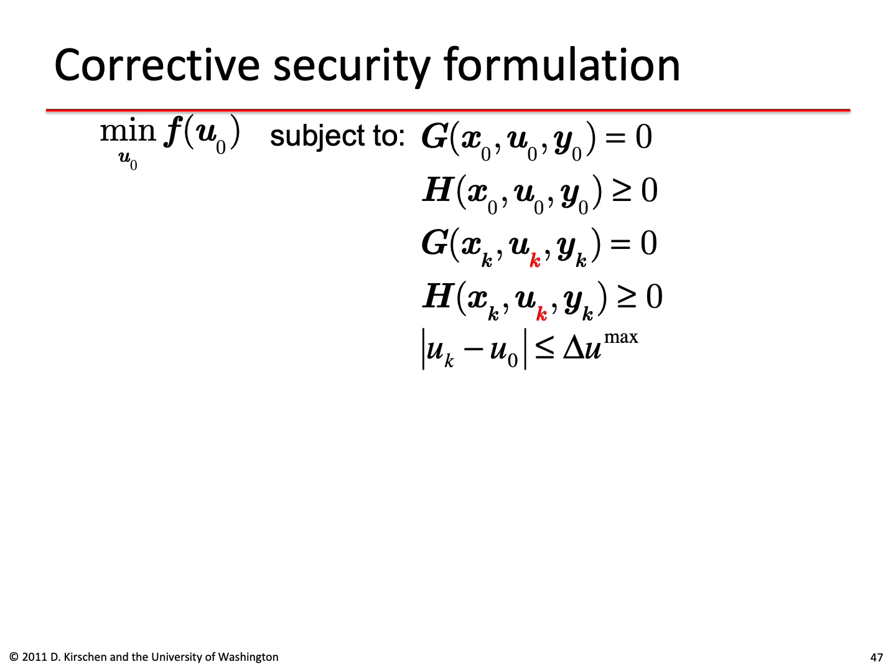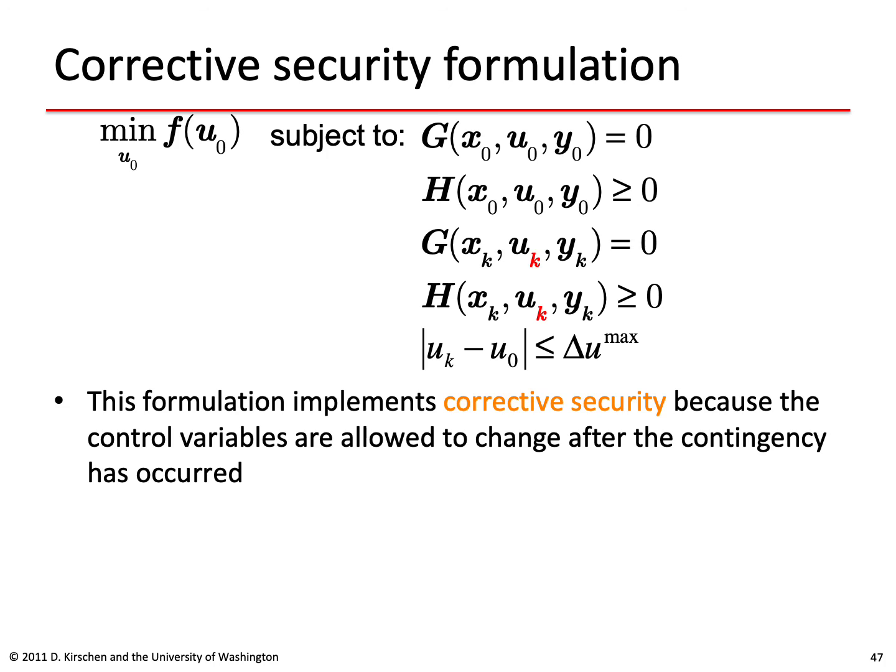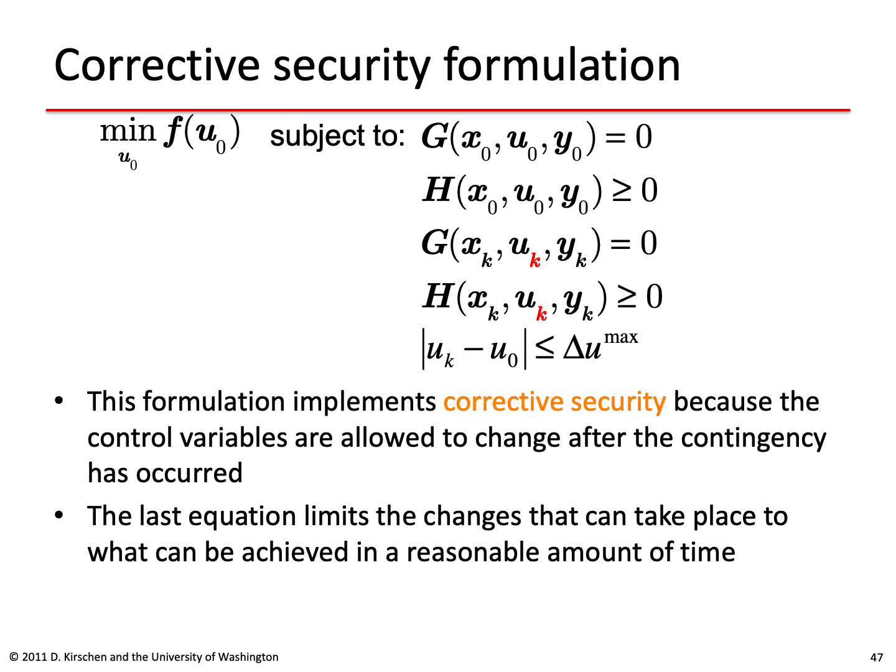Therefore, we have to add one more constraint, one for each contingency, that says that the maximum change in the control variables, uk minus u0, must be less than or equal to a pre-specified maximum change. So this formulation implements what's called corrective security, because we expect the operator to implement corrective actions after the contingency has occurred. As I mentioned, this last equation limits the change that can take place to what can be achieved in a reasonable amount of time.